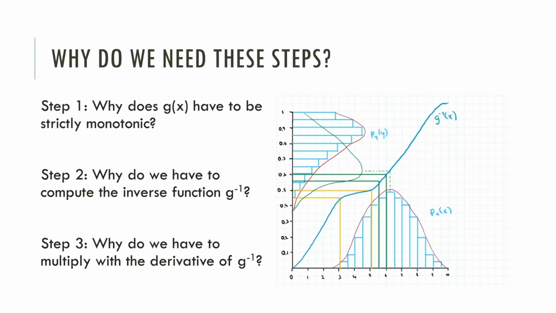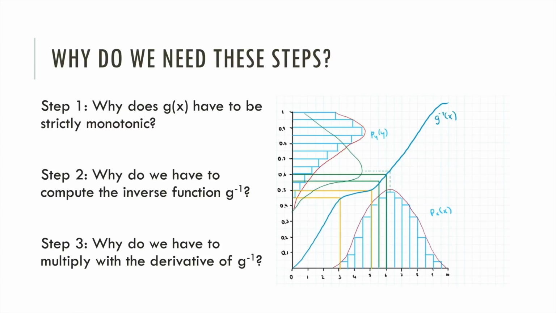So the second question is, why do we have to compute the inverse function of g? This is because, as you can see in the diagram, it maps all probabilities of x to all probabilities of py. It gives the relation between the two.